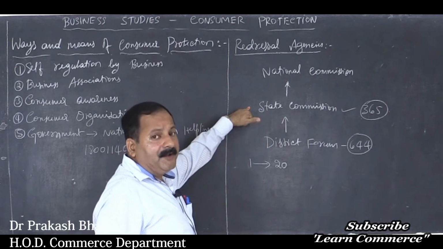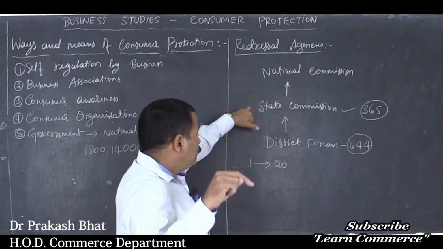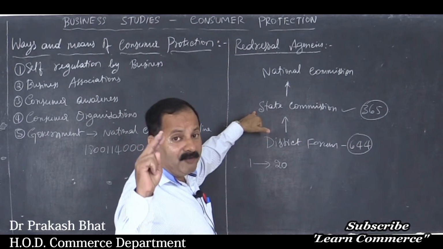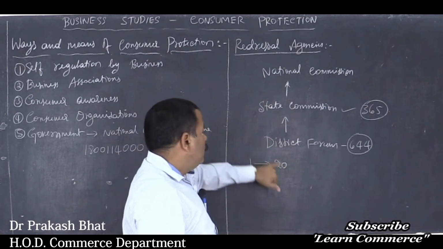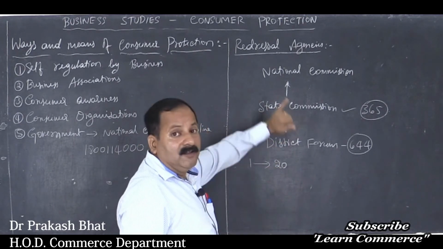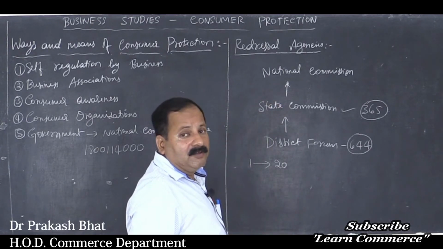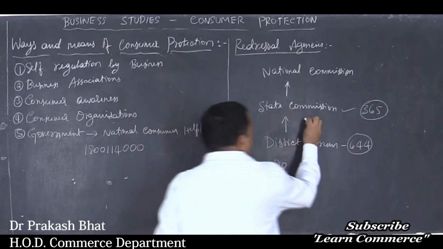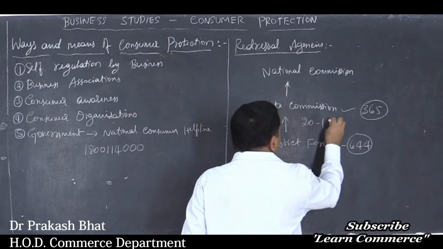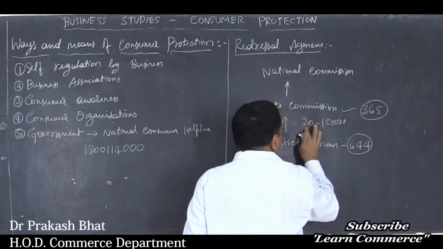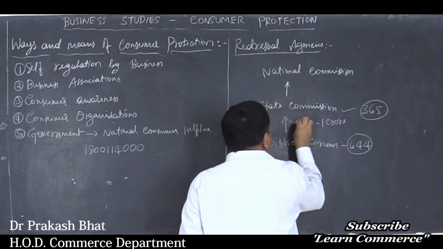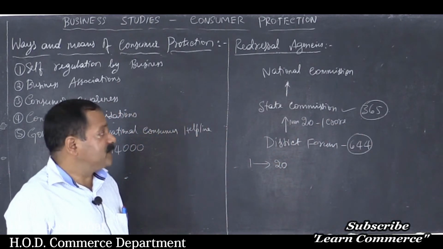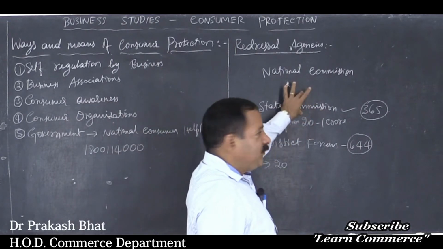The state commission entertains two types of complaints. One is directly filed with the state commission, that is, the value of the goods and compensation claimed is more than 20 lakh, but not more than 1 crore. So 20 lakh to 1 crore is the limit here. Not 20 lakh actually, more than 20 lakh, and up to 1 crore. Not exceeding 1 crore is the jurisdiction of the state commission.